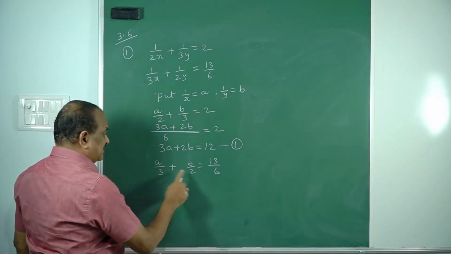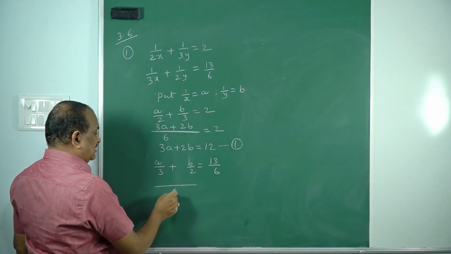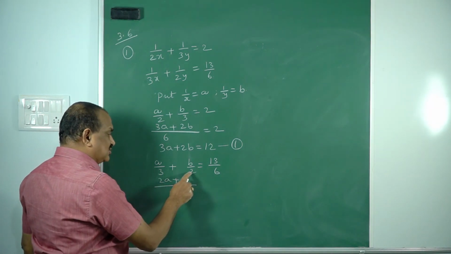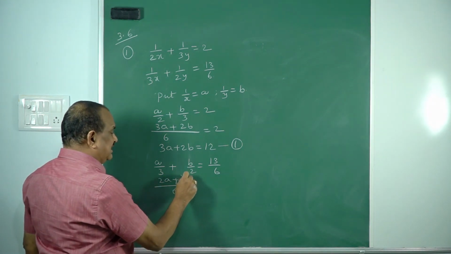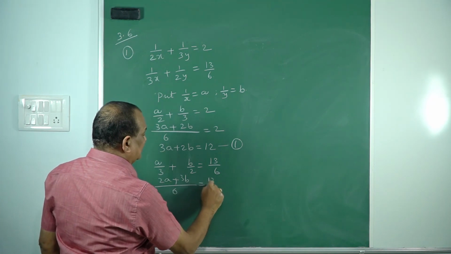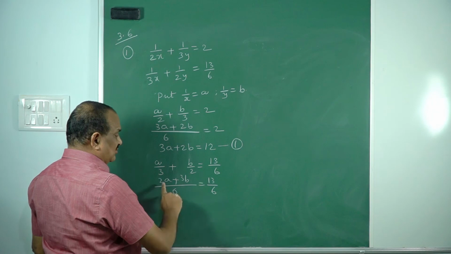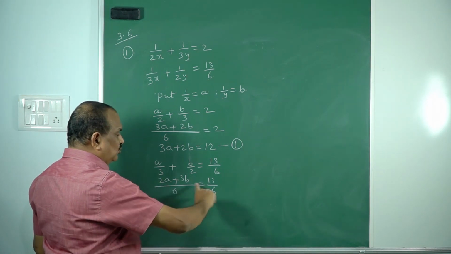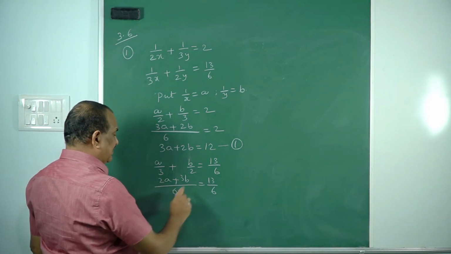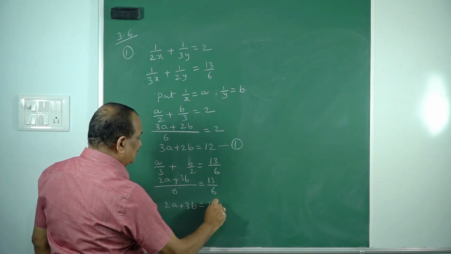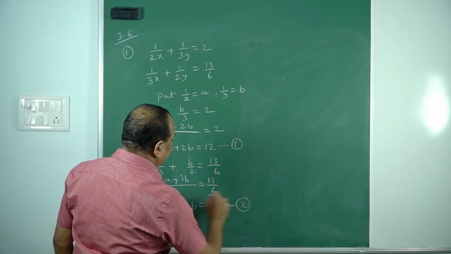Let us simplify this one. 3 times 2, 6 is the LCM. In this 6, this 3 goes 2 times, 2a. In this 6, this 2 goes 3 times, 3b. And that is 13 on 6. You can close this 6 and 6, you can just strike them off. If I lose my 6 in the denominator, my numerator gives the equation 2a plus 3b is equal to 13. This is the second equation.